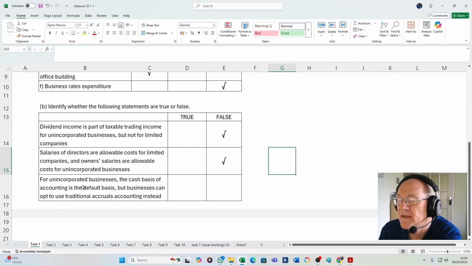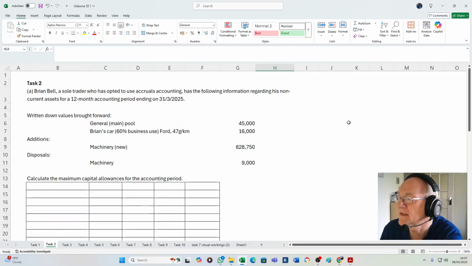Unincorporated business, again, sole traders, partnerships, cash basis is default. That's true. Can opt to use, yeah, that's fine. That's part of the rules, which hopefully you know by now if you're looking at practice papers. There we go. Onwards, task 2.